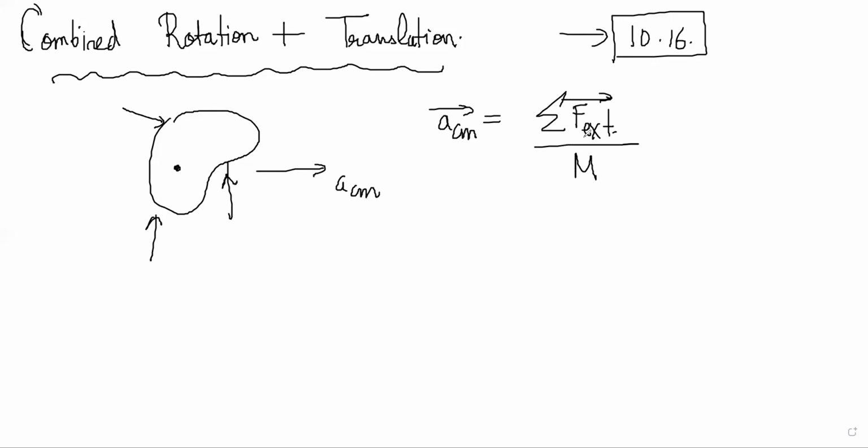We learned this in the previous chapter, right? Sum of external forces is equal to m into a_CM, right? Yes. So that is obviously still valid. So that is your first defining equation for its motion.